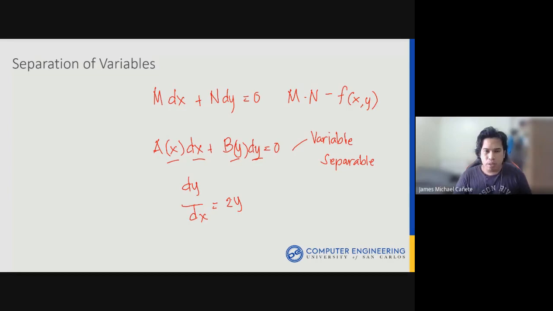What can we observe here? Is this a differential equation? Yes, there is a derivative term. On the left side of this equation, you have dy over dx. On the right side, we only have 2y. The next question is, is this a variable separable differential equation? Can we rewrite this equation in such a form that it looks similar to this one?